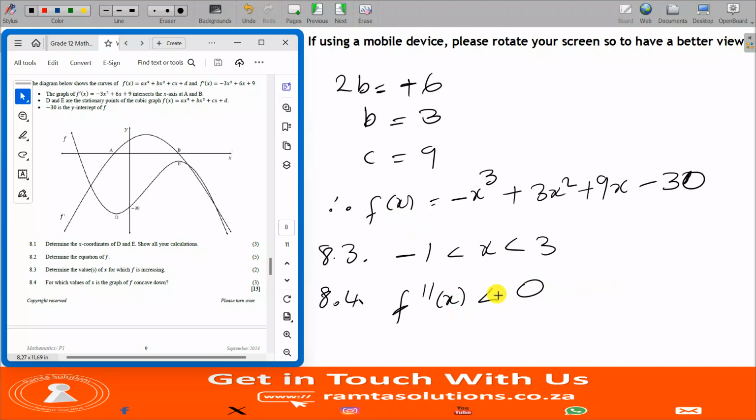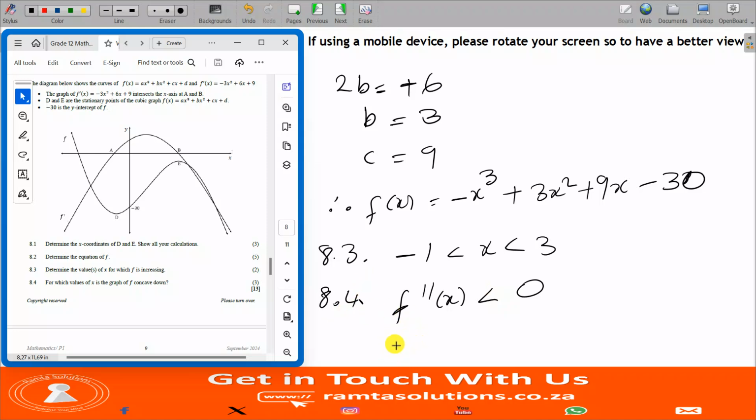If you use the midpoint, it must be greater than 0. I repeat, if you're using the midpoint, it must be greater than 0. So the x values of the midpoint must be greater than 0, or the second derivative is less than 0. Let's see with the second derivative.